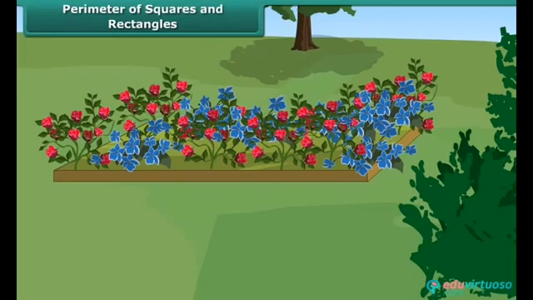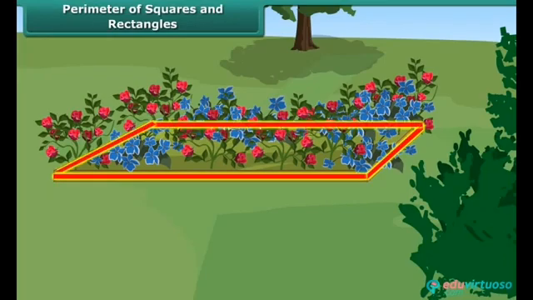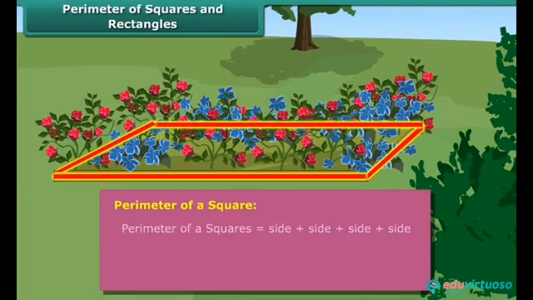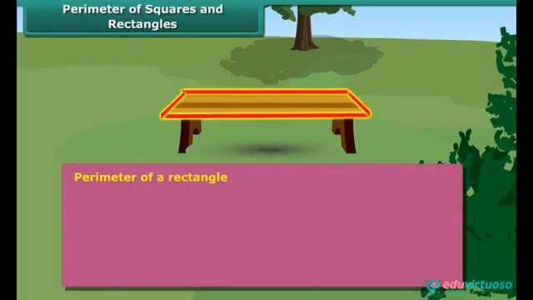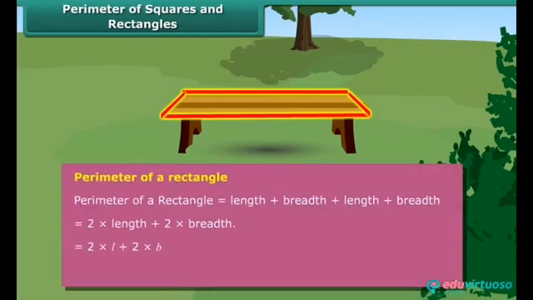Yes, by measuring the sides of flower bed. So, perimeter of a shape is the outer boundary of the shape. So, the perimeter of a square is the sum of the sides of the square. You understood what is perimeter? Can you find the perimeter of rectangular bench in the park? Yes, we have the measures of the length and breadth of rectangle. The perimeter of rectangle is the sum of its lengths and breadths.